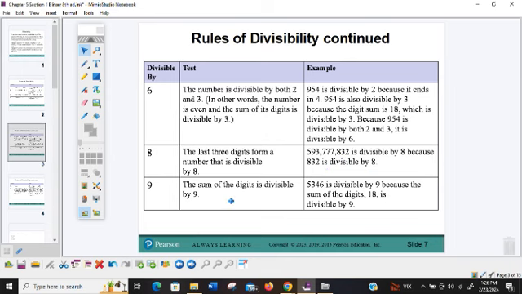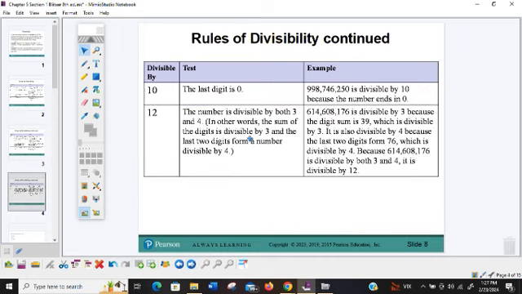For 9, this one's just like 3. If you add all the digits up and 9 goes into it, then it is divisible by 9. So here we do 5 plus 3 is 8. 8 plus 4 is 12. And then 12 plus 6 is 18. 9 goes into 18. So 9 will go into 5,346. 10 is really easy. If it ends in a 0, 10 goes into it.